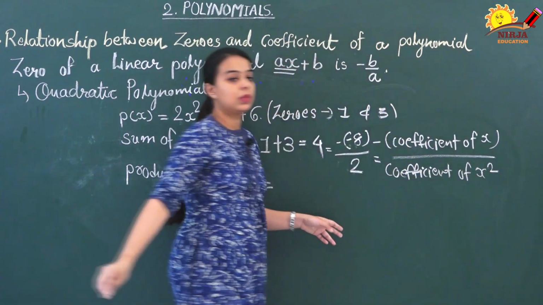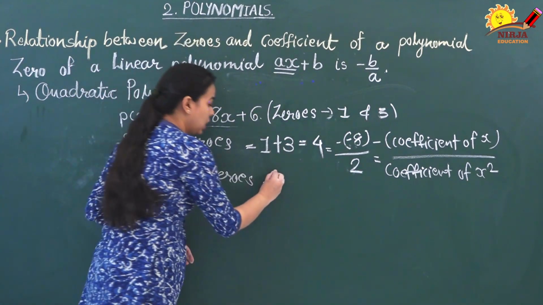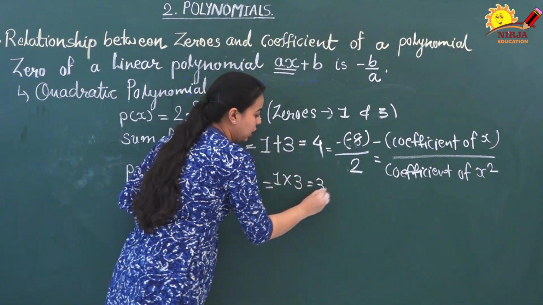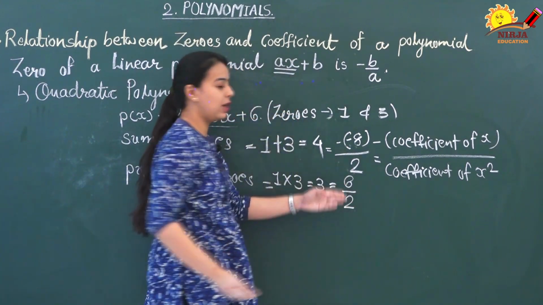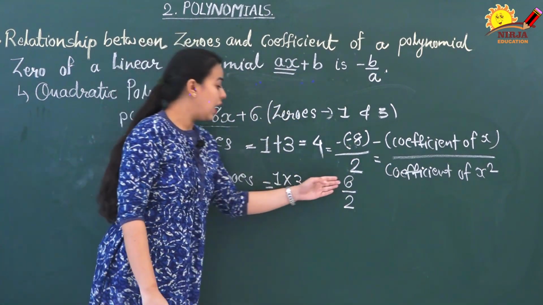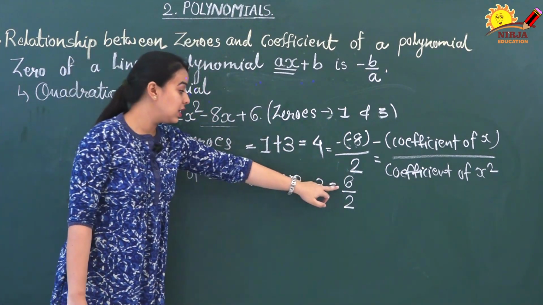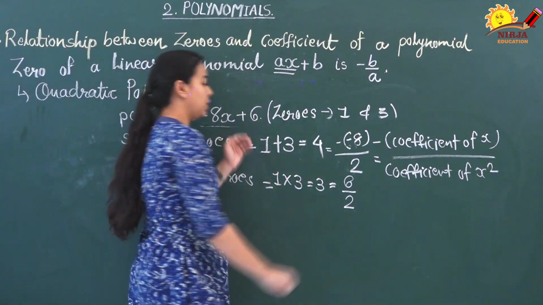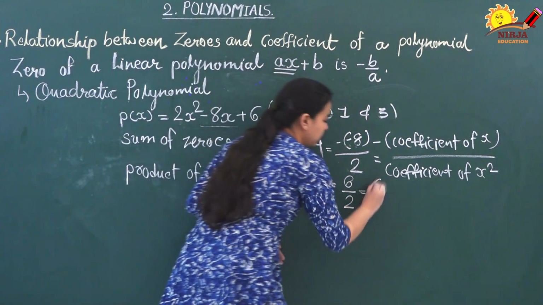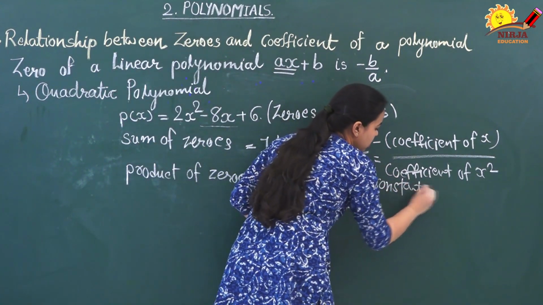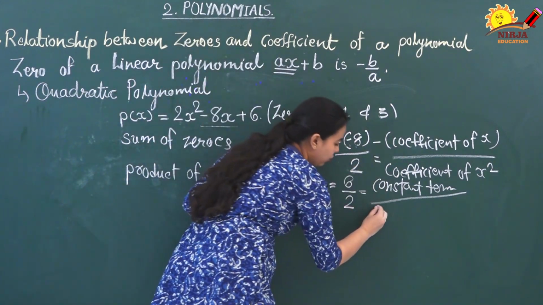X square. Now let's do the multiplication of zeros 1 and 3. 1 multiplied by 3 is equal to 3. If I rewrite this 3, I can write it as 6 upon 2. 6 divided by 2 is equal to 3. Now again, if you look very carefully over here, you can find this 6 is the constant term in our polynomial. So here in place of 6, we can write constant term. And as we have discussed, this 2 is the coefficient of x square.